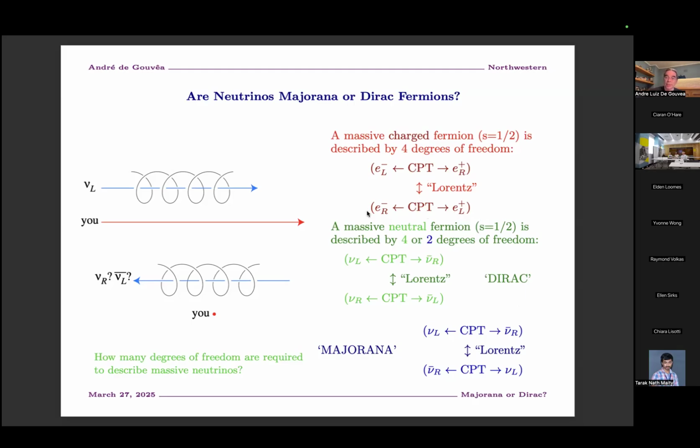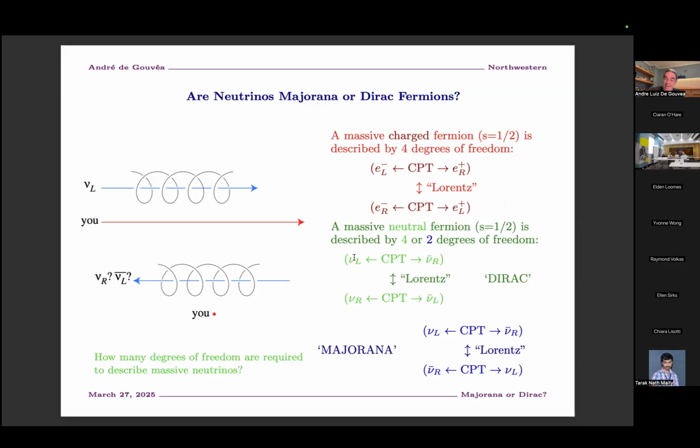So for example, we know that the CPT partner of the left-handed electron is a right-handed positron, and we know that the Lorentz partner of the left-handed electron is a right-handed electron, and of course, a right-handed electron and a right-handed positron are for sure different particles. In the case of neutrinos, you can ask the question if the Lorentz partner of the left-handed neutrino is the same as the CPT partner of the left-handed neutrino.